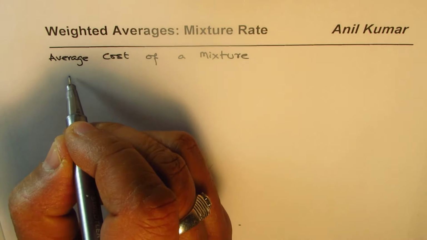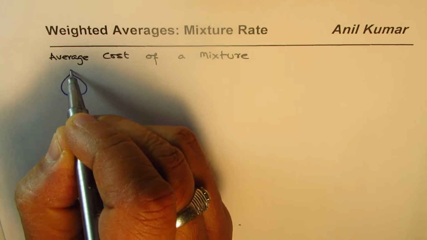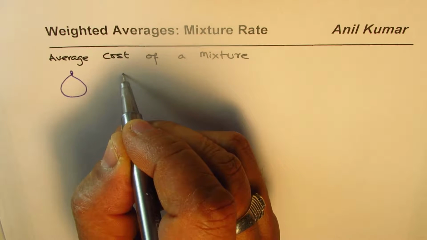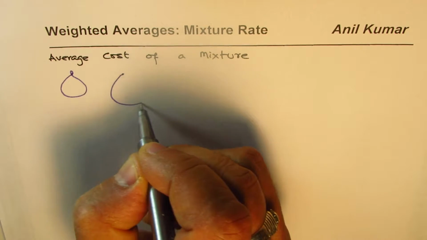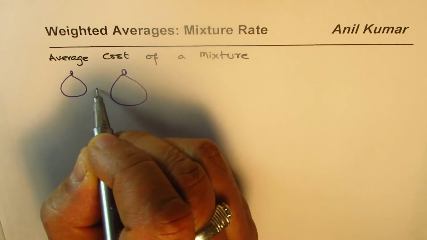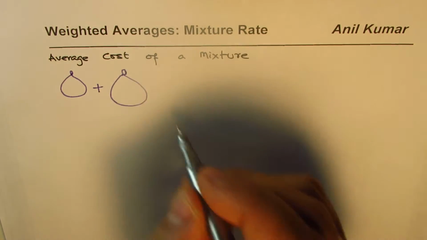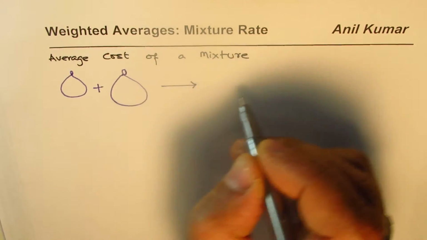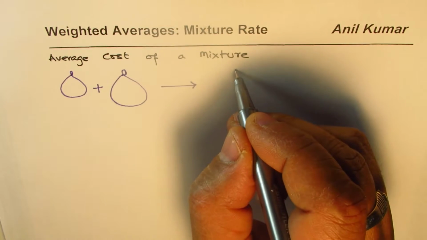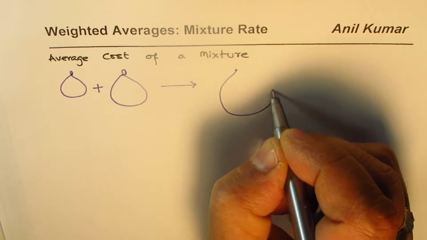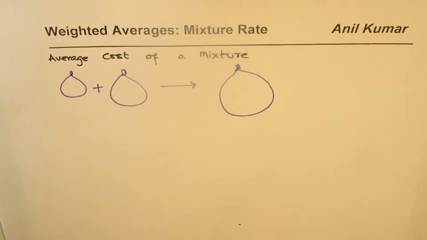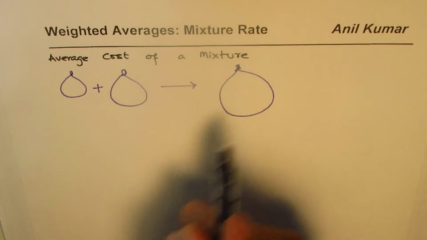So let's say we have two things here. We have one quantity and the other quantity which could be slightly larger. Let's say we add these two quantities to create a mixture which is definitely of much larger volume, right? So we'll take this kind of an example.